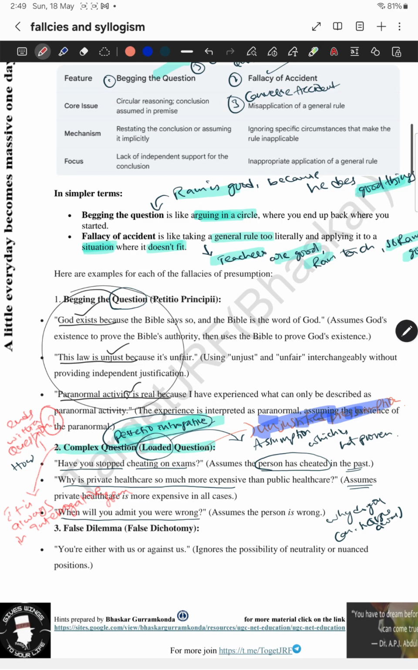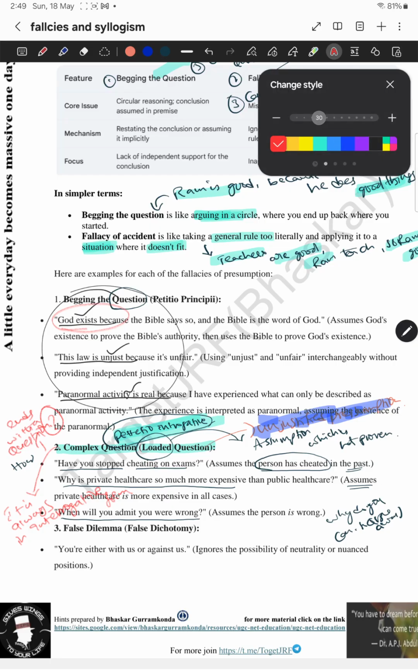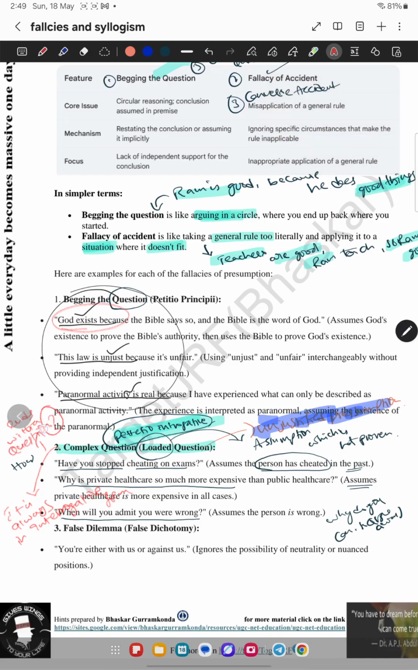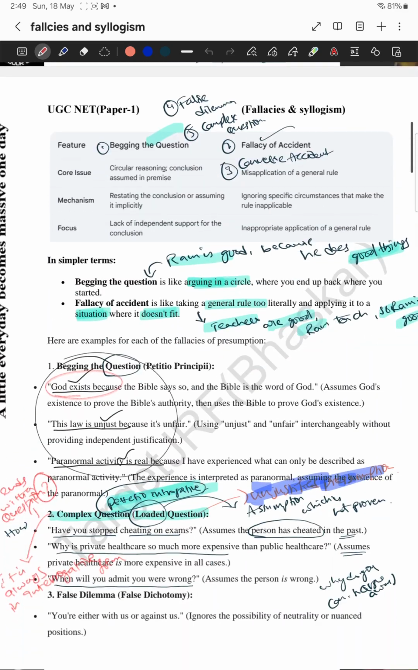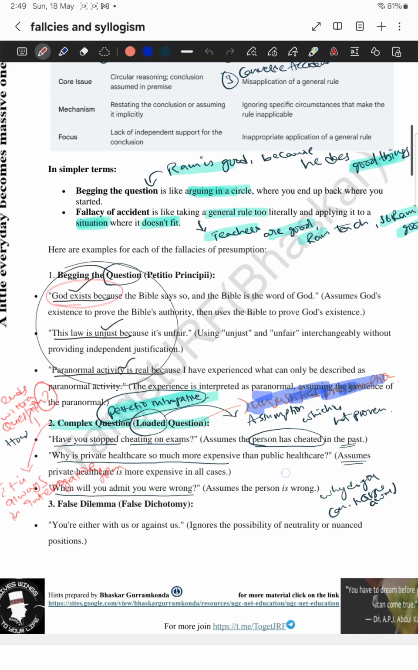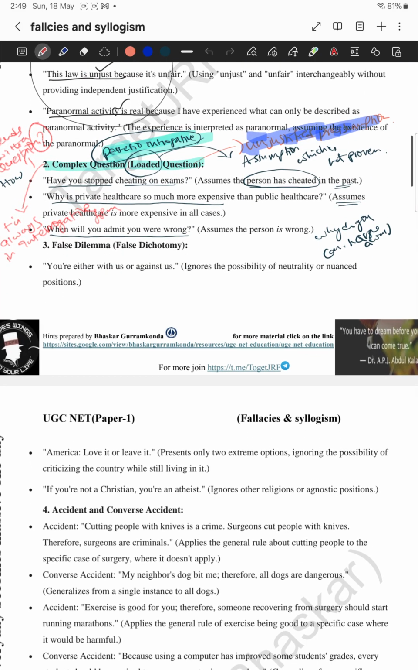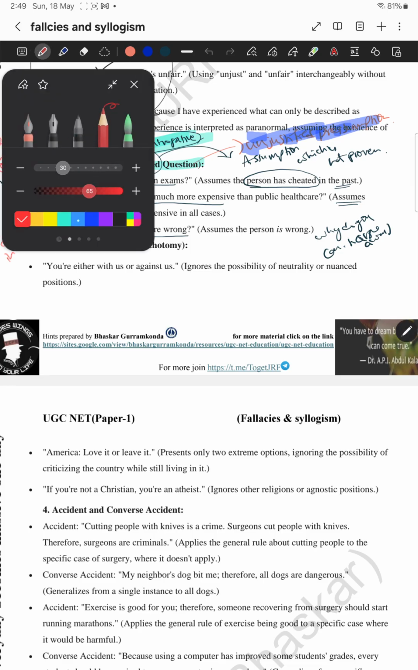Now begging the question already pre-assumes something, like God exists because of that. And a complex question is a loaded question, and it will end with a question mark, right? Now you understood this, and the fallacy of accident also you have understood, which is generalizing. Now we have only one thing left. Let's go back to here.